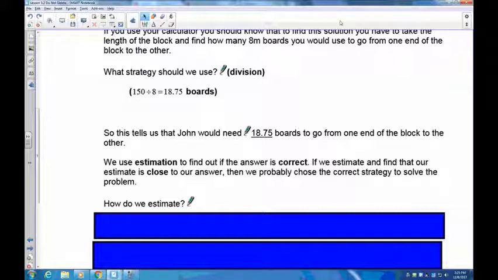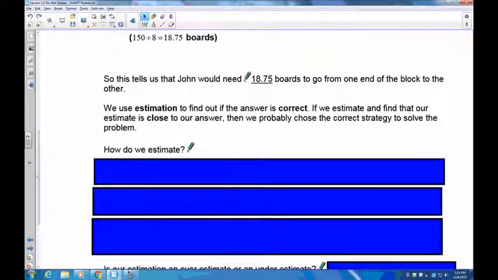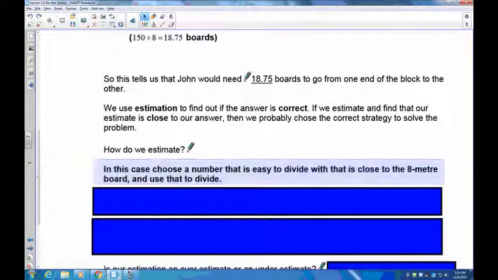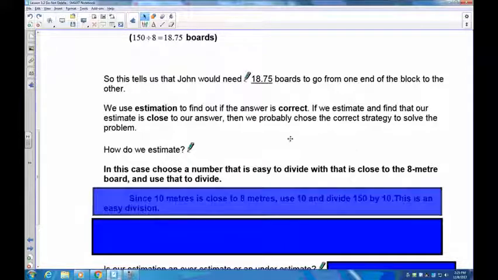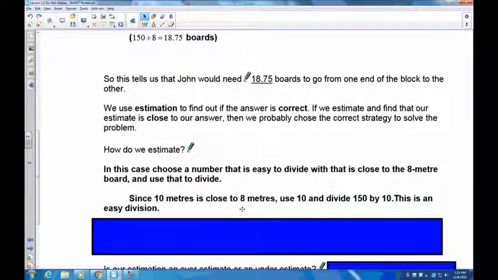Now, how do we find out if he's correct, or if we've made a mistake? Well, we can do an estimate. Okay? So how do we estimate? Well, the first thing you're going to do is choose a number that's easy to divide with, that's close to the 8-meter board. So for example, 8 is very close to 10 meters. So instead of dividing 150 by 8, I would divide 150 by 10. And this is an easy division. 150 divided by 10 is simply 15.